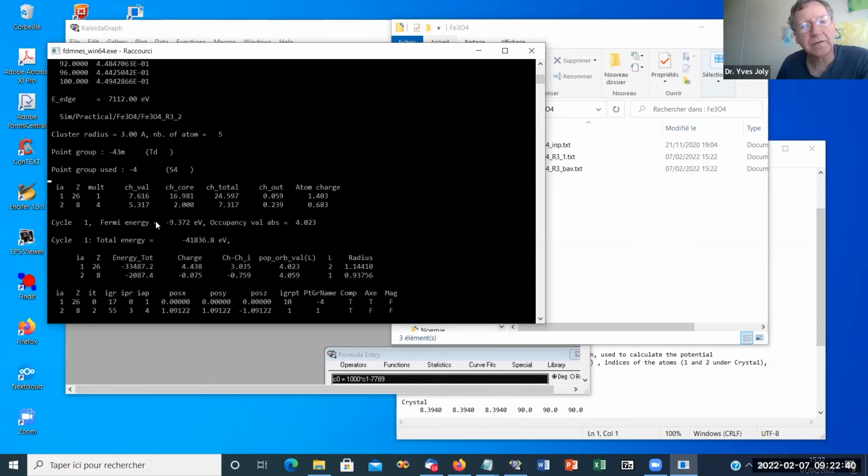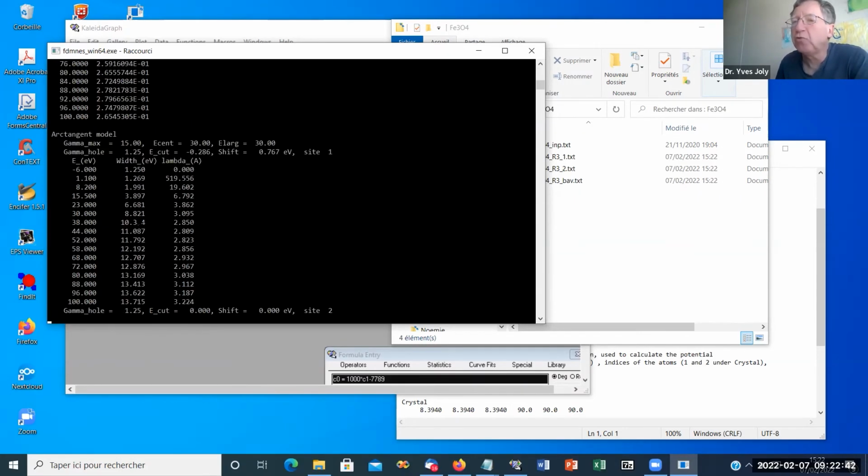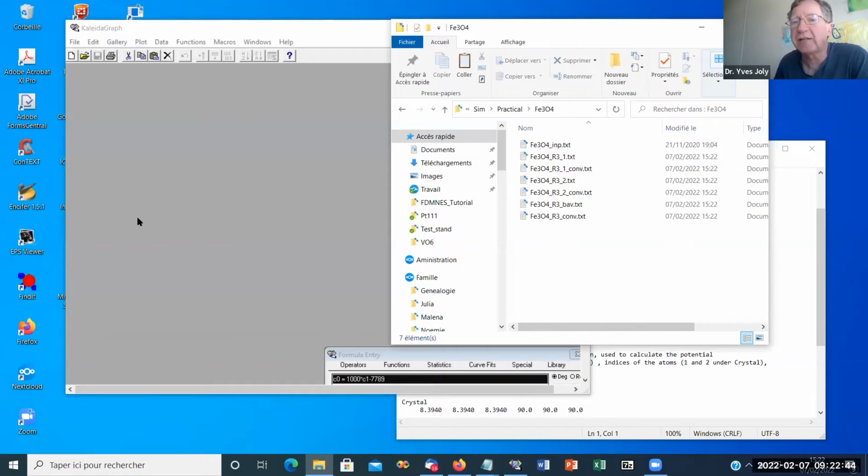And then the second run is starting because you have two non-equivalent absorbing atoms. So there are two calculations, independent calculations. And you can see you have two groups of output files. The one with _1 is the first absorbing atom. In the list, I know that it was the octahedral one, the convoluted one. And then the second is for the second iron site, which is a tetrahedral site, I know.